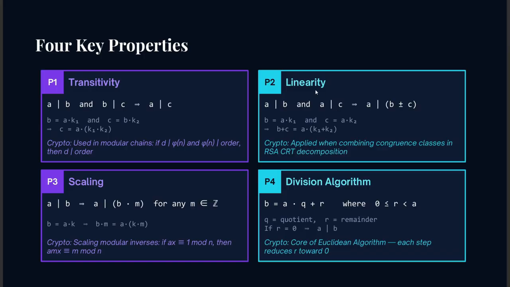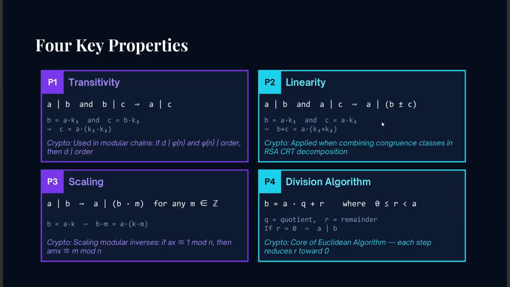Second one is linearity. If A divides B and A divides C, then A divides B plus or minus C. Example, 2 divides 10 and 2 divides 6. Then 10 plus 6 equals 16, and 10 minus 6 equals 4. 2 divides 16 and 2 divides 4. So that property is satisfied.